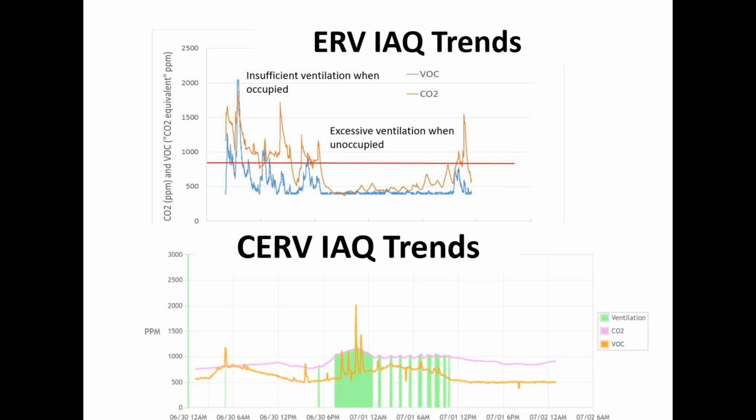Comparing that to trends taken from a CERV system with the set point set at the same level, as you hit that set point, that green background in these charts shows when the CERV was ventilating. It hits a set point, brings it below that, and you can see it continues to ventilate as it's at that set point, and then as the occupancy or whatever other activities dissipate, it no longer needs to maintain that same level of ventilation. So it's automatically adjusting to occupancy or activity levels and optimizing both air quality as well as the energy.